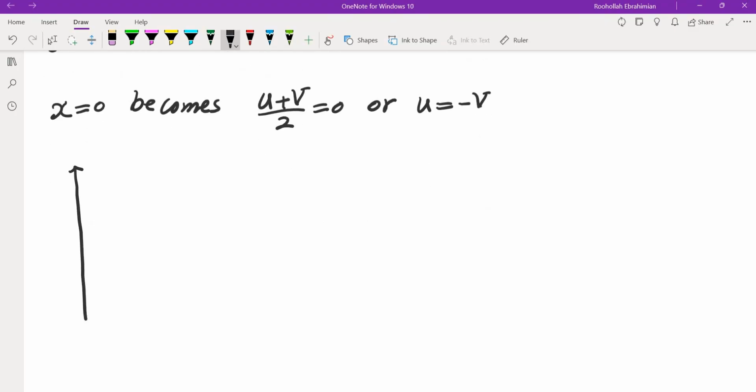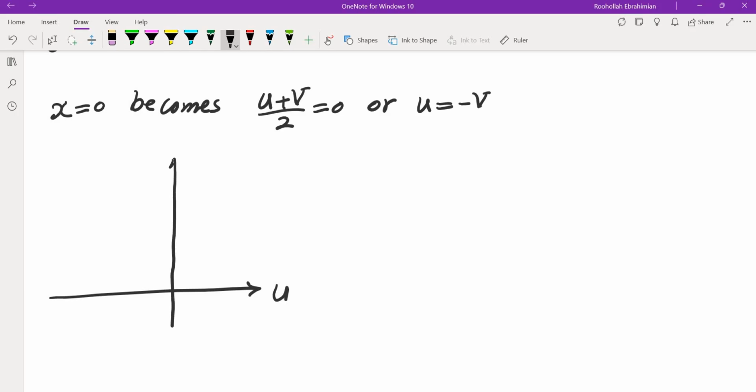So let's do that and see. Hopefully the region is not too bad to work with. So one of the sides is u equals negative v. So I'm going to draw it right here. So this is u, this is v.